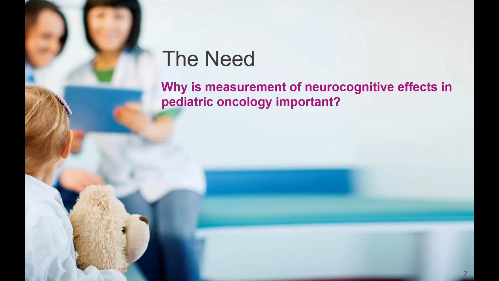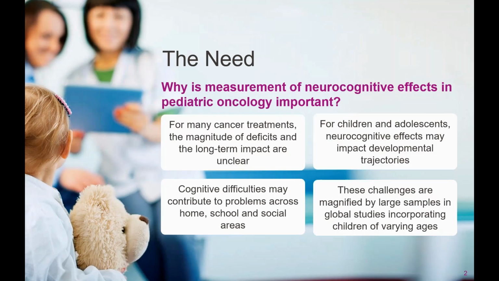So why is there a need to measure neurocognitive effects in the context of pediatric oncology specifically? Well, there are several rationales. Firstly, for many cancer treatments, the magnitude of deficits and the long-term impact of those deficits are quite unclear. So establishing a measure of cognition early in a trial can establish whether there are deficits that exist and what the magnitude of those is. This is particularly important for children and adolescents because neurocognitive effects may impact maturational development and meeting developmental milestones for both children and adolescents.